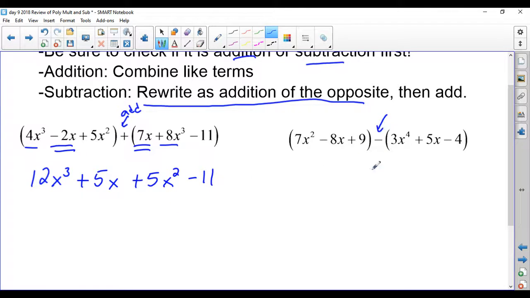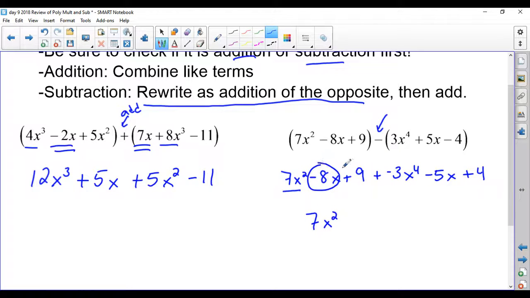When it's subtraction, we're going to rewrite it as adding the opposite, which means the first polynomial stays exactly the same. And then we rewrite this as adding the opposite. So it's plus negative 3x to the fourth minus 5x plus 4. All three of these signs have changed. For this term here, you can either write plus negative 3x to the fourth or just minus 3x to the fourth. That's up to you. Then I'm going to go through and add. So I'm going to combine my like terms. 7x squared, there's no other x squared terms.